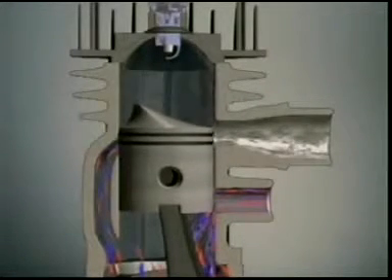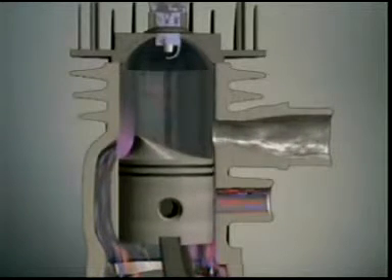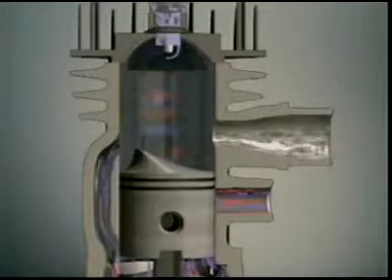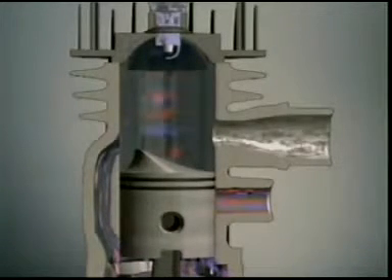Pressure from the expanding gases pushes the piston down in a power stroke. The top of the piston uncovers the exhaust port and lets exhaust gases escape. The bottom of the piston covers the inlet port and forces air-fuel mixture up into the now open transfer port. The piston reaches bottom dead centre and the crankshaft forces it back up to repeat the process.